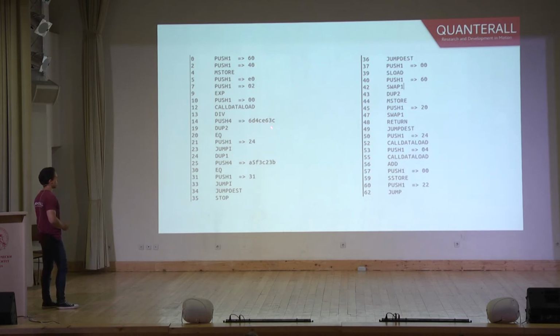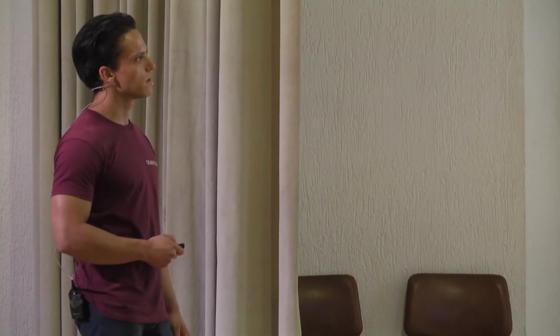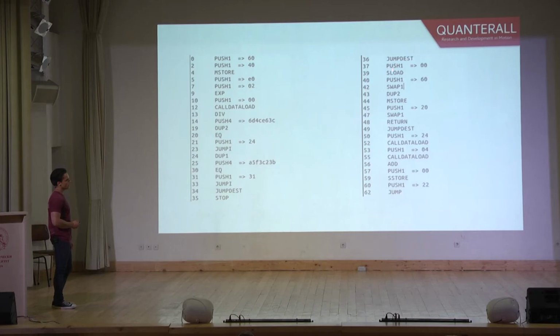So if we have passed the value corresponding to the add function, we will jump over here, which is a jump destination, and this here is basically the body code of the add function. And if we have passed the value corresponding to the get function, we're going to jump over here, and this here is for the get function. I'm sorry, this here is for the add function.